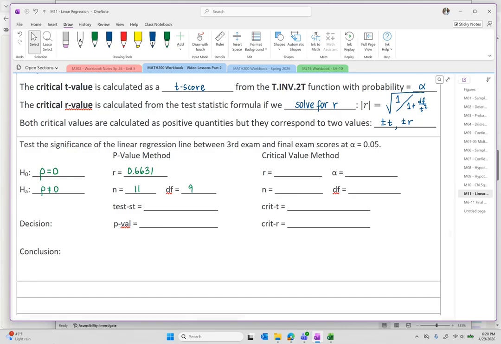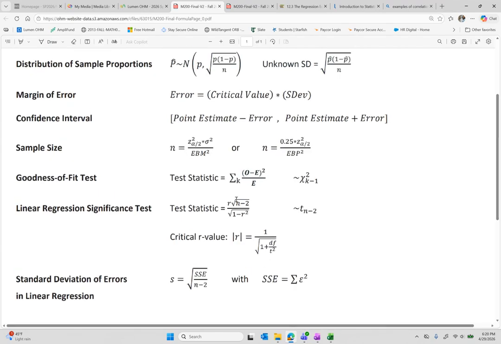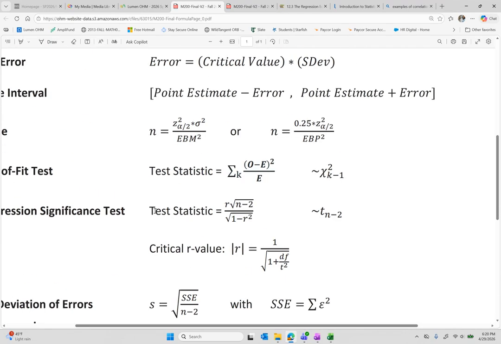The test statistic, I have it in the formulas for the final exam. So if I go here and I click on the final exam formula page, the test statistic is a t-score equal to R times the square root of n minus 2 divided by the square root of 1 minus R squared.